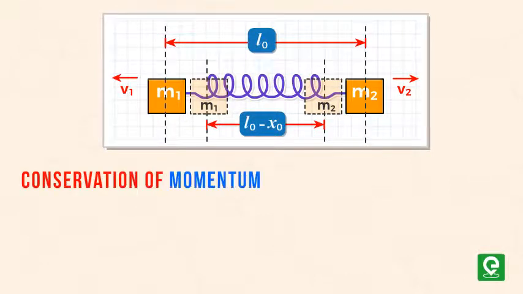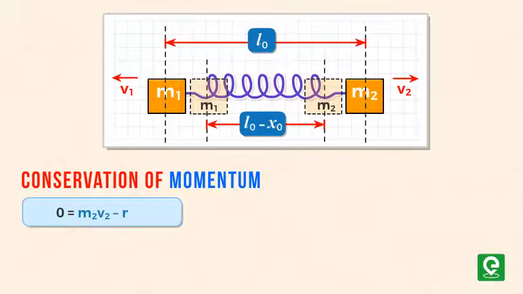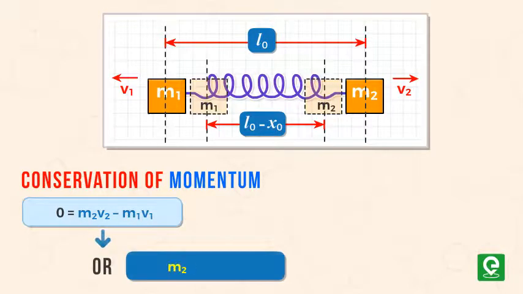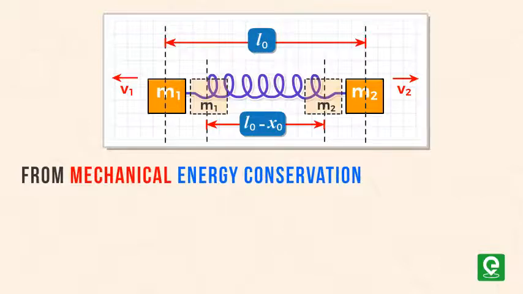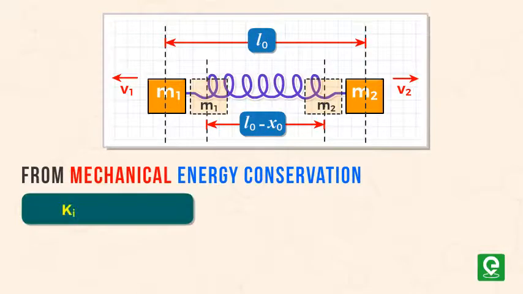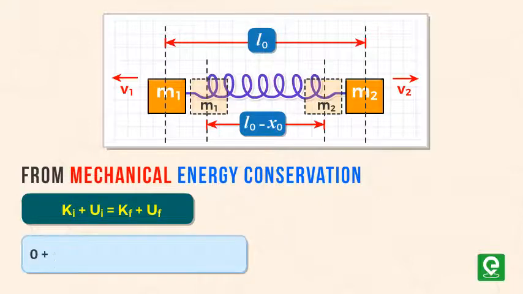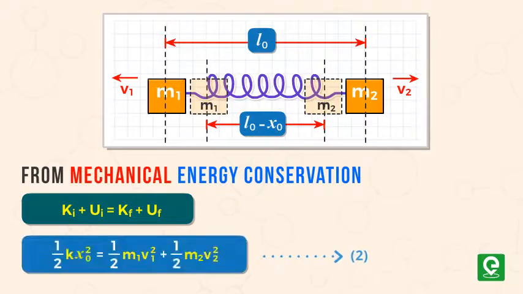Then, from conservation of momentum, we get 0 equals M2 V2 minus M1 V1, or M2 V2 equals M1 V1. Let's call this equation 1. From the principle of conservation of energy, initial kinetic energy plus initial potential energy is equal to final kinetic energy plus final potential energy: 0 plus half k x0 squared is equal to half M1 V1 squared plus half M2 V2 squared plus 0. Let's call this equation 2.